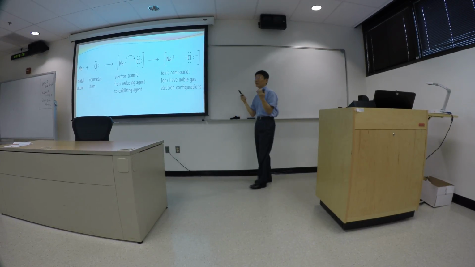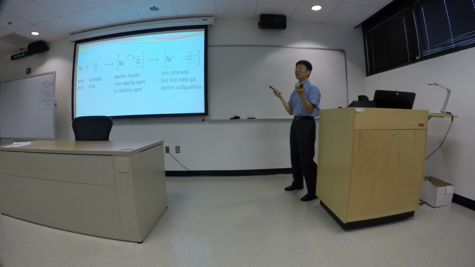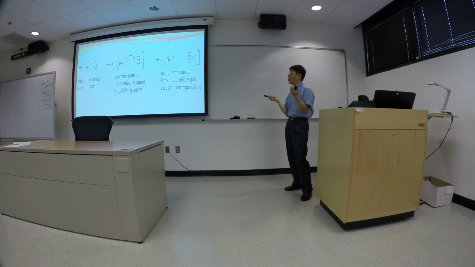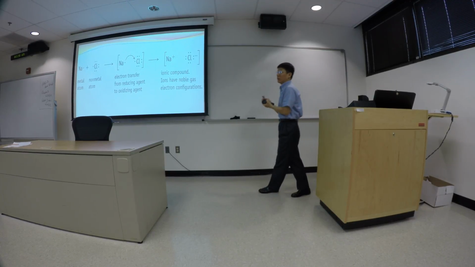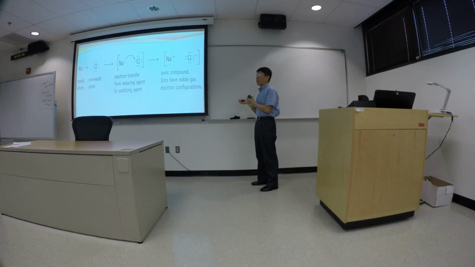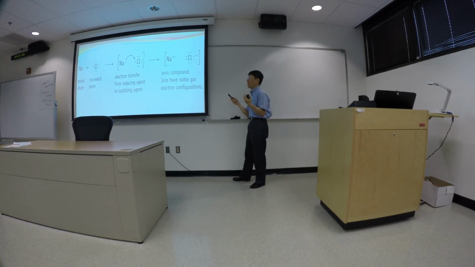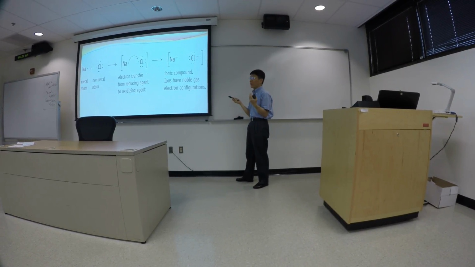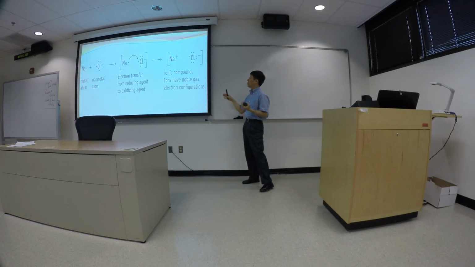Now, chlorine is number 17. The closest noble gas element to it is number 18, argon. So if chlorine can get one more electron, then the chloride ion will have the same electron configuration as argon. So the chloride ion will be happy, the sodium ion will be happy. While sodium, by donating that electron, goes back to the noble gas electron configuration, the noble gas element in the previous period. So they're going backward by losing an electron. While chlorine, by gaining an electron, gets to the electron configuration of the noble gas element in the same period.